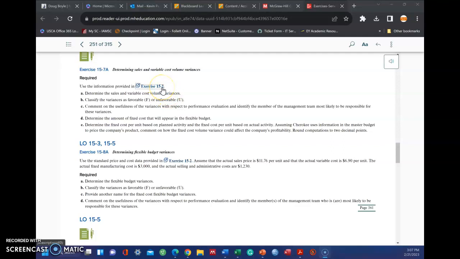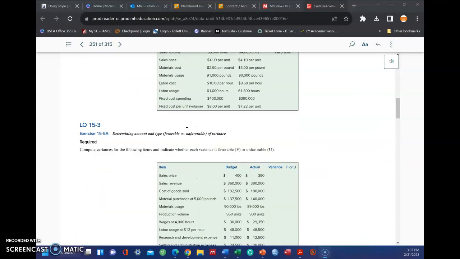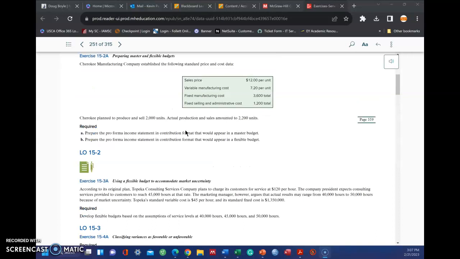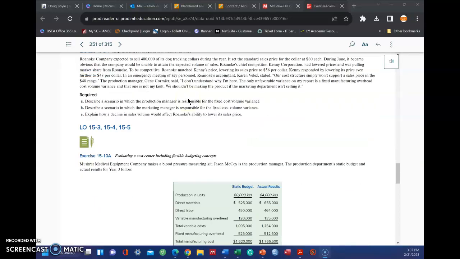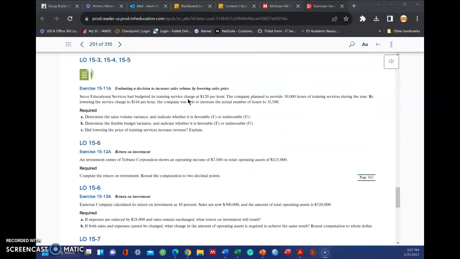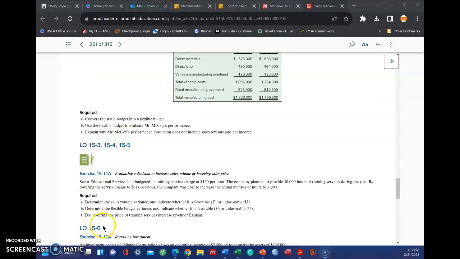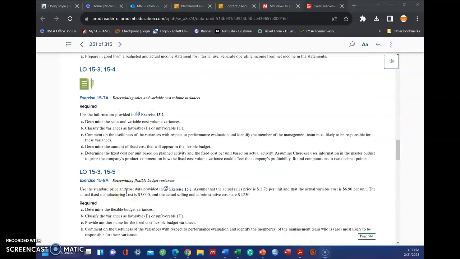It says to use the information in 15-2, so let's slide up there now and look at 15-2. The budget is based on 2,000 units, and they actually produced 2,200 units. Sales price is $12, and the variable cost is $7.20 per unit. We'll come back to this in a minute. So again, we were asked, where did it go? I always look at the learning objectives. I don't know if y'all do that or not, and I always slide down too far. Sales and variable cost, and label them favorable or unfavorable.